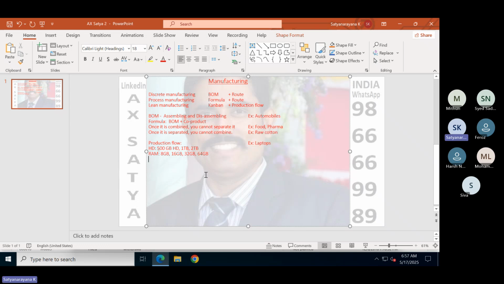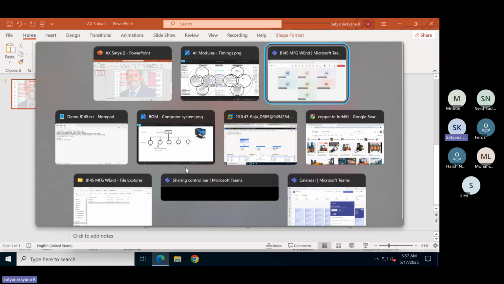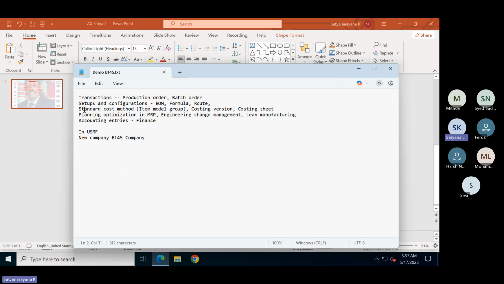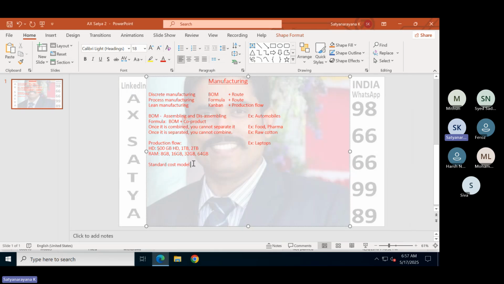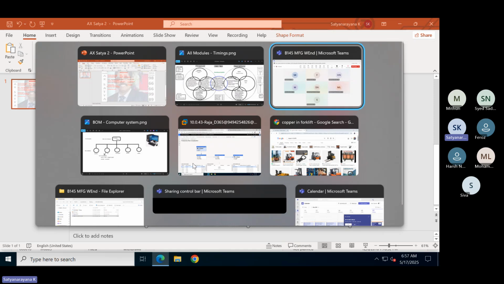Okay, no questions. Now, I want to explain to you about the standard cost model, and how it is different from the normal process. I told you the standard cost method is a different functionality. It is completely different. So now let me discuss the standard cost model and its impact in the system. I'm creating one item now.